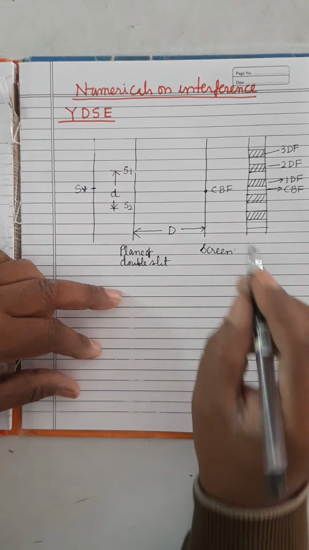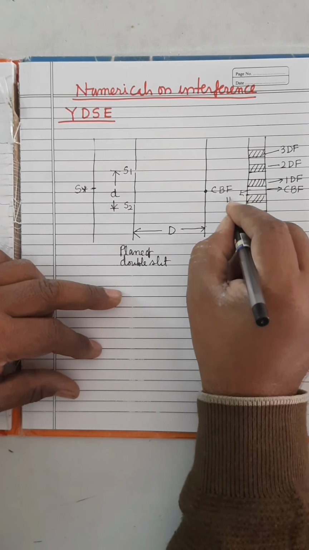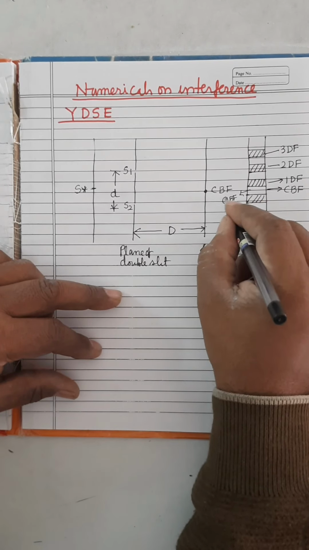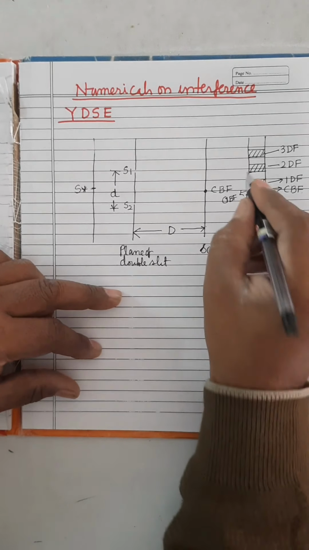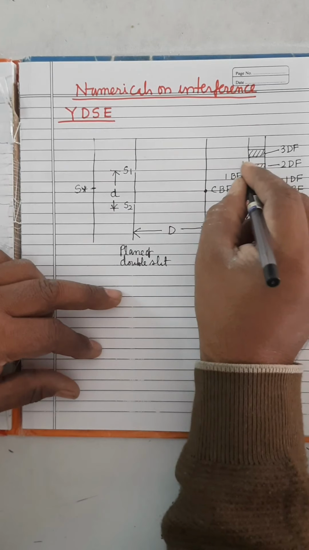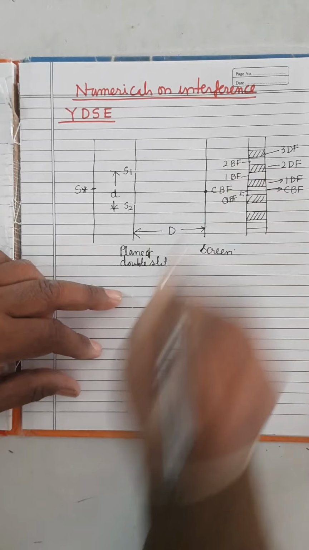And the bright fringes are where? This is the first BF. This is the second, no, this is the 0 BF. The central bright fringe is the bright fringe of 0 order. This is the first bright fringe. This is the second bright fringe. It's clear. So this way.